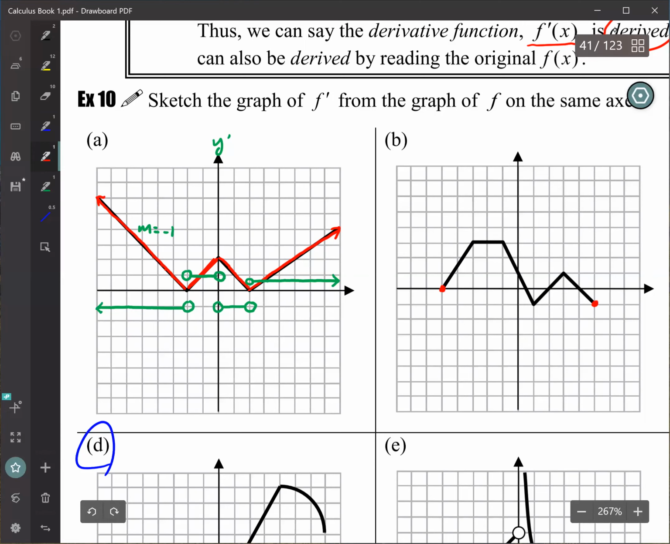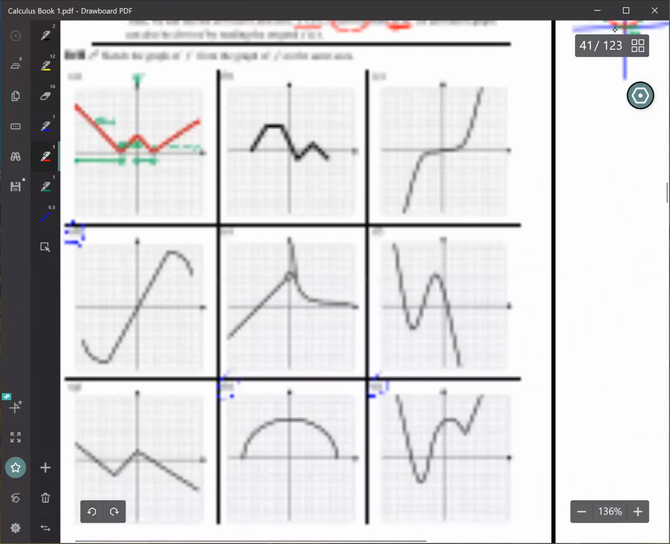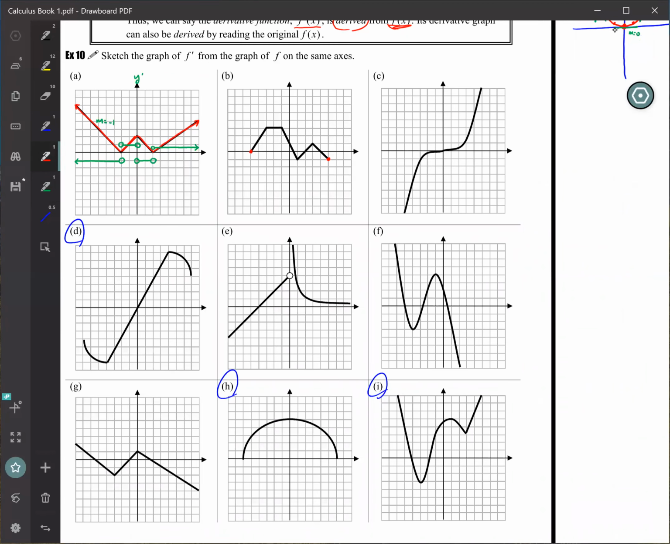Jason, yep. For H, do we have to do the circle formula? No, you don't. We are just sketching. It doesn't have to be very accurate, but as long as the direction is close, then you will get a mark.